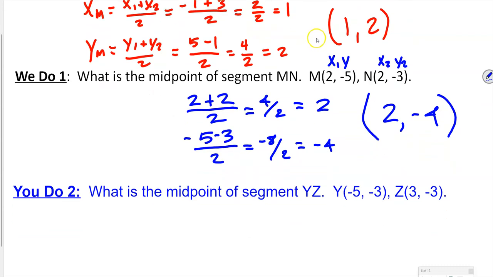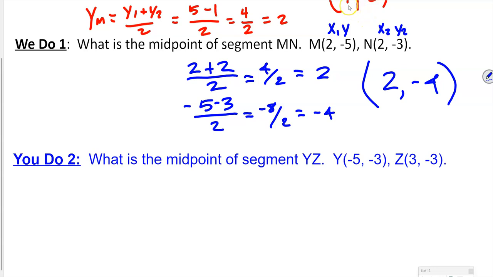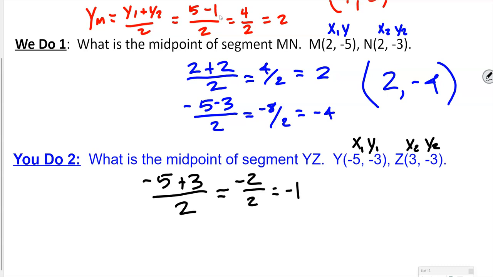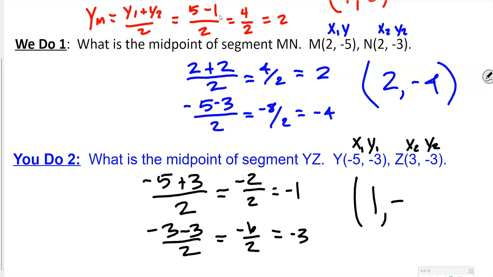All right. I need you guys to pause the video here, do the you do, and come back to me when you're done, and let's see if we can get this one right. Okay, here again, x1, y1, x2, y2. So you're going to go -5 plus 3, divided by 2. So that's going to be -2 divided by 2. That's -1. So that's the x value of my midpoint. Now we're going to do our y's. -3 minus 3 divided by 2 is equal to -6 divided by 2. So that's going to be -3. So this is 1, -3.